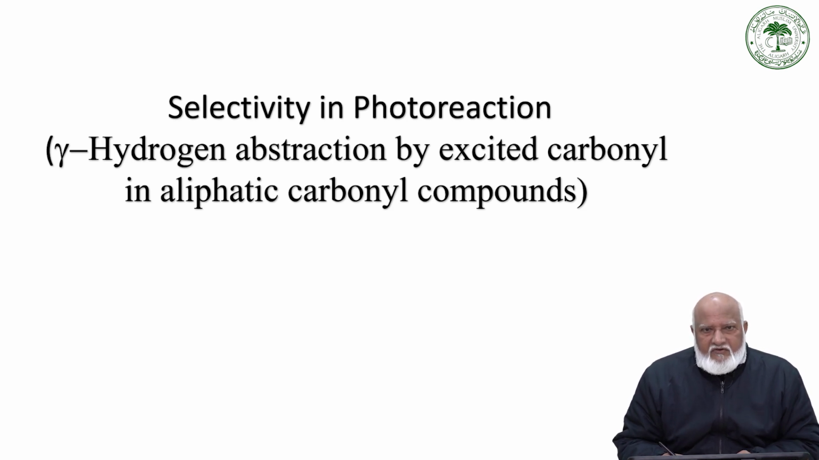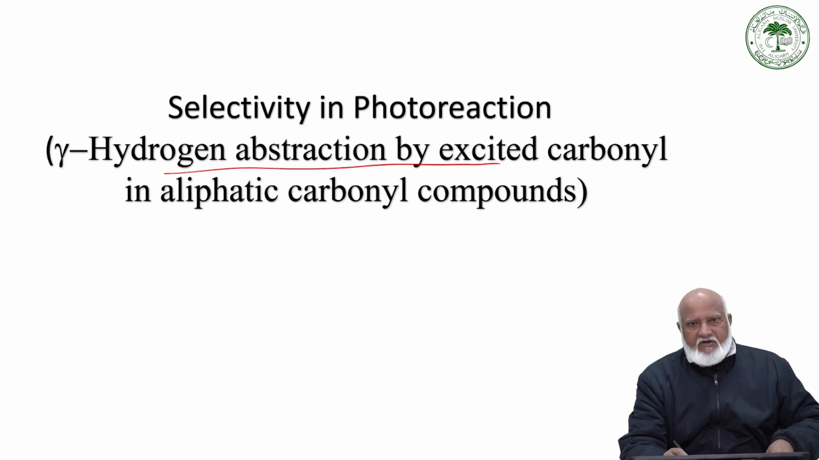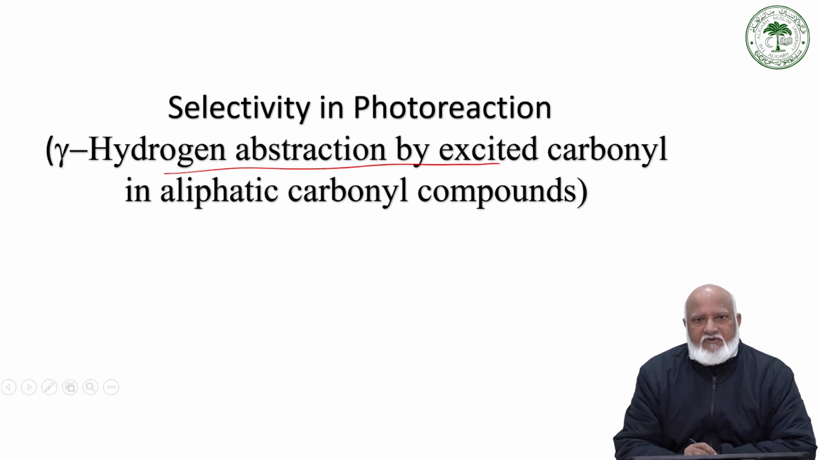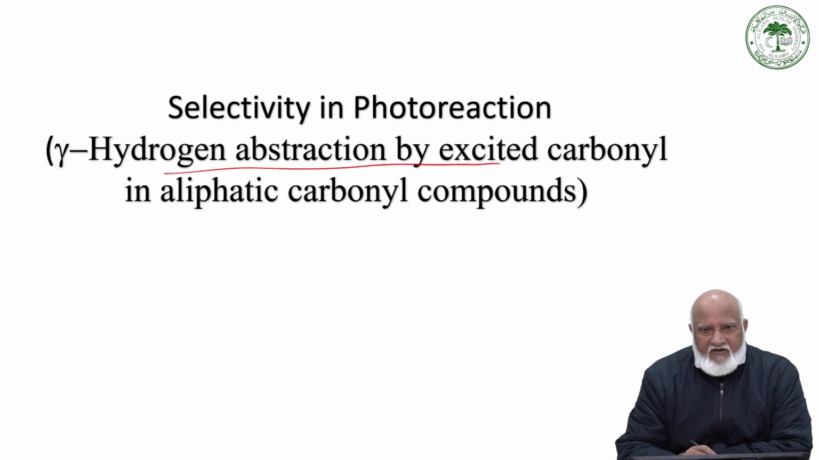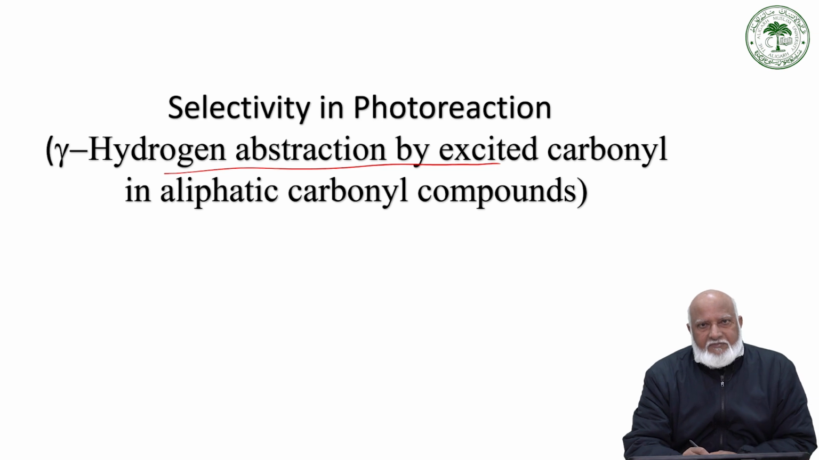Last time we discussed the Norrish type 2 reaction, which involves gamma hydrogen abstraction by an excited carbonyl. We looked into several examples where gamma hydrogen is available and the excited carbonyl abstracts it to generate a 1,4-diradical, and then the 1,4-diradical combines to give cyclobutanol as one of the products.